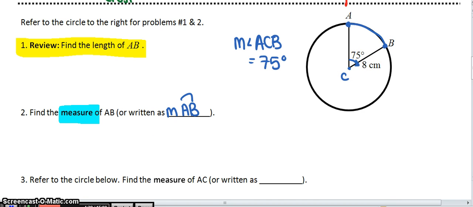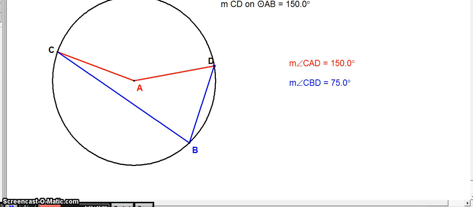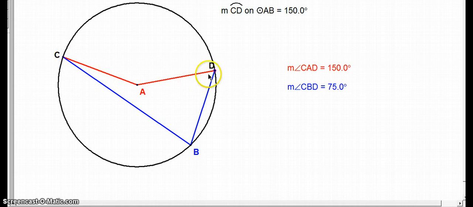So this is our first theorem for today, which before we write it down, I'm going to take a look at this interactive here. Okay, if you're looking at a central or inscribed angle, we can determine the measure of the arc that intercepts it. So for example, our central angle here is CAD. That's central because it's attached to the center. If the measure of CAD is 150 degrees, then the arc that intercepts it, which is arc CD, because it's got the same endpoints, is also 150 degrees. So the central angle is going to have the same measure as the arc that intercepts it.